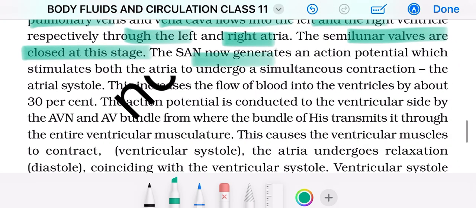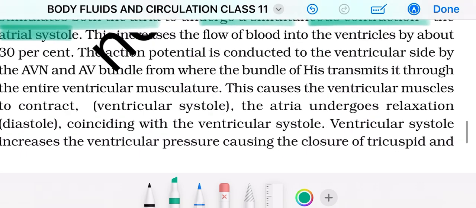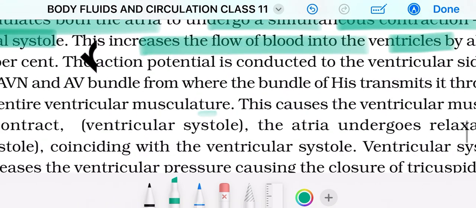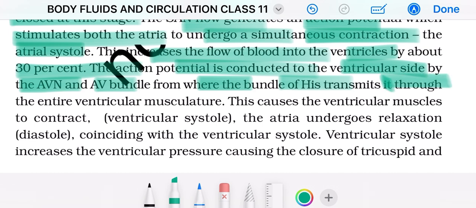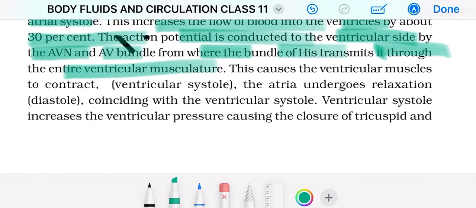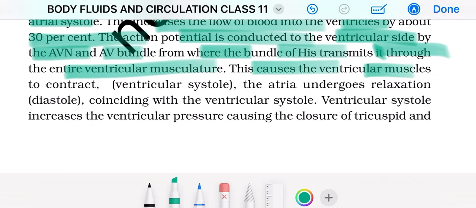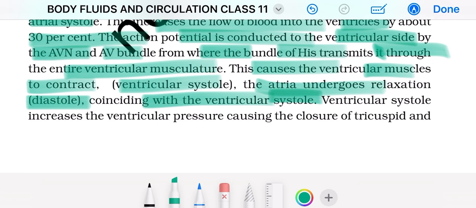The sinoatrial node now generates an action potential which stimulates both the atria to undergo simultaneous contraction, the atrial systole. This increases the flow of blood into the ventricles by about 30%. The action potential is conducted to the ventricular side by the AVN and AV bundle, from where the bundle of His transmits it through the entire ventricular musculature. This causes the ventricular muscles to contract. Ventricular systole. The atrium undergoes relaxation, that is diastole, coinciding with the ventricular systole.